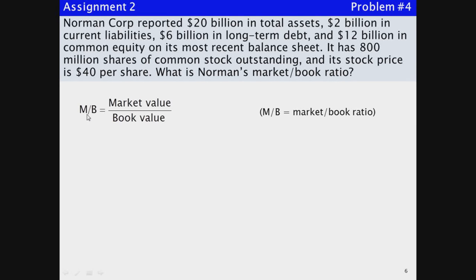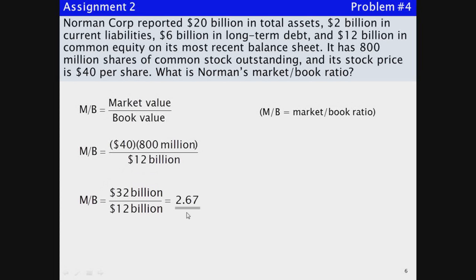Okay, market-to-book ratio, as its name suggests, is simply market value over book value. The market value is $40 a share times 800 million shares, right? 800 million shares, selling at $40 a share. And the book value is simply the $12 billion of common equity on the balance sheet. So the market-to-book ratio is 2.67 times.